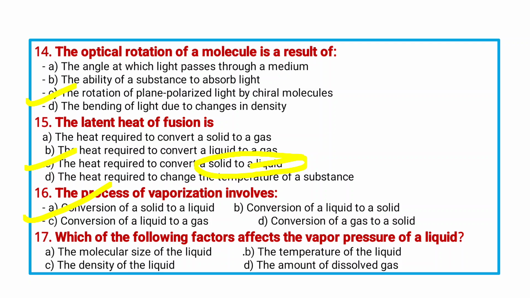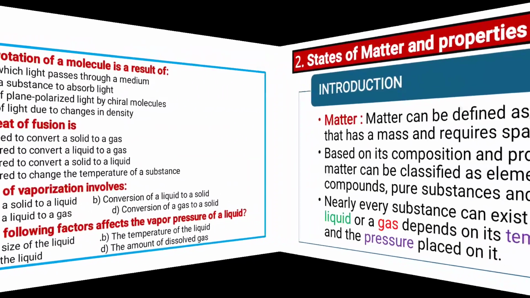Next, which of the following factors affects the vapor pressure of a liquid? A, the molecular size of the liquid. B, temperature of the liquid. C, density of the liquid. And D, amount of dissolved gas. So, temperature of the liquid. The higher the temperature, the higher the vapor pressure. Temperature is the correct answer.